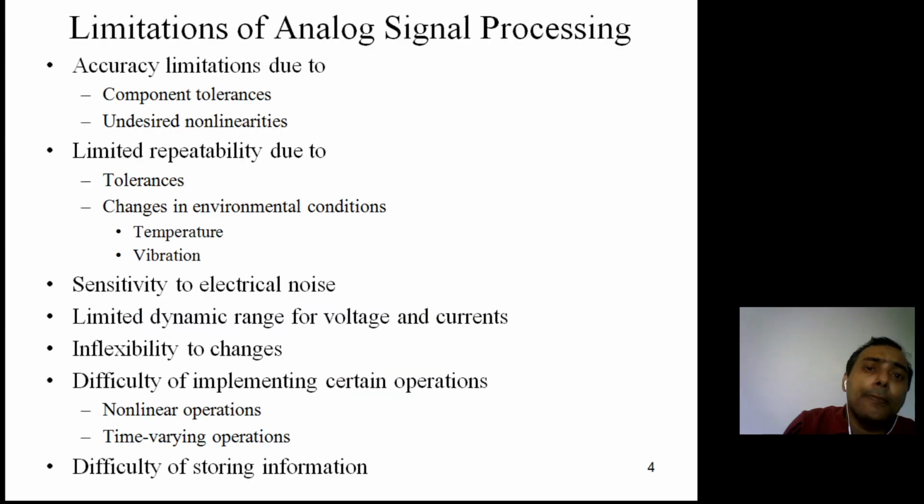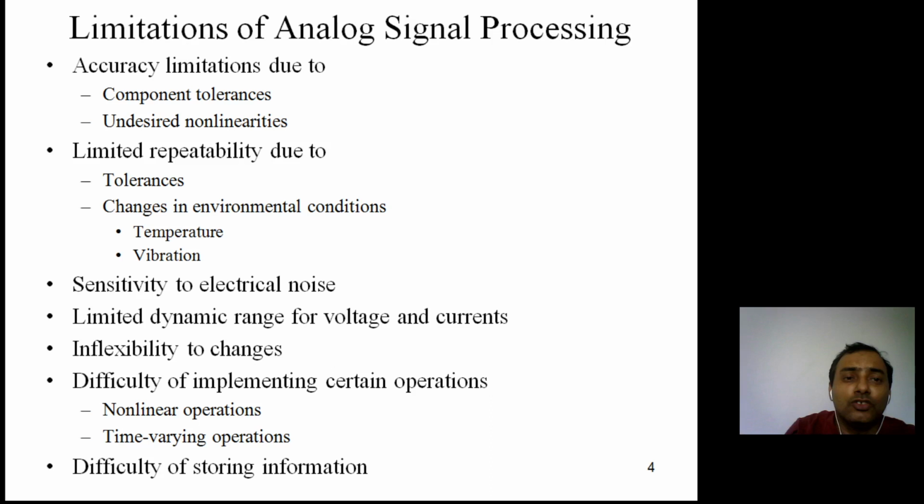In analog signal processing there are some limitations. What are those limitations? In terms of accuracy and limited repeatability, it is more sensitive, prone to electrical noise, and inflexible to changes, meaning that to make changes you have to do it again and all. So it is complex and not easy. These are the limitations.